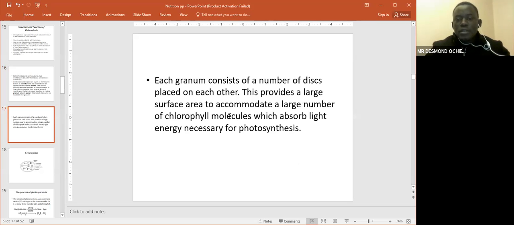Then each granum consists of a number of discs placed on each other, and this provides a large surface area to accommodate a large number of chlorophyll molecules, which absorb light necessary for the process of photosynthesis.